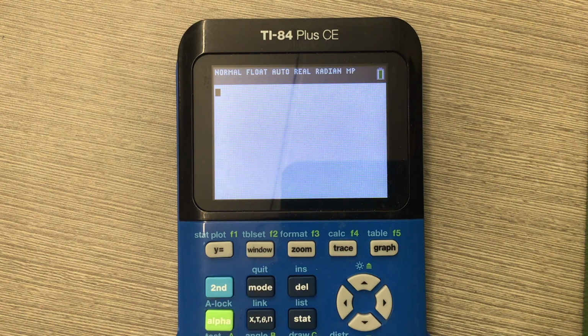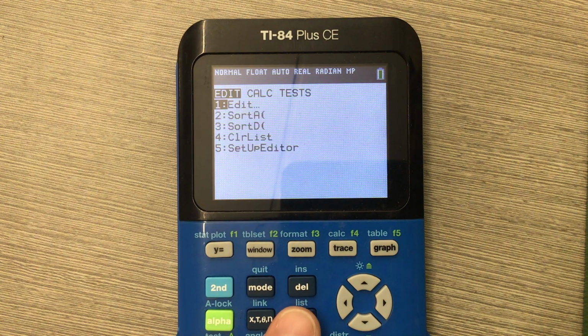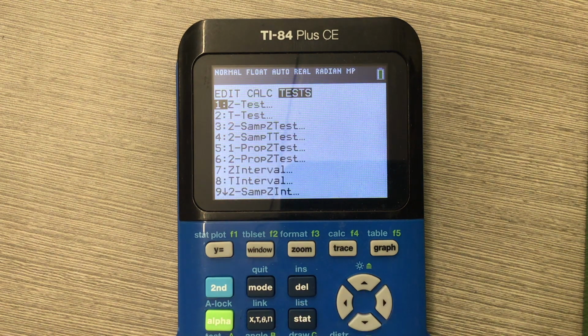That is how you can run a one proportion z-test. Just to recap, it's in STAT, over to TESTS, and it's the number 5 option there. We'll talk about some of the other ones that are here. Some of them we'll never talk about, but some of the others we will. So be ready to know what each thing does in the future.